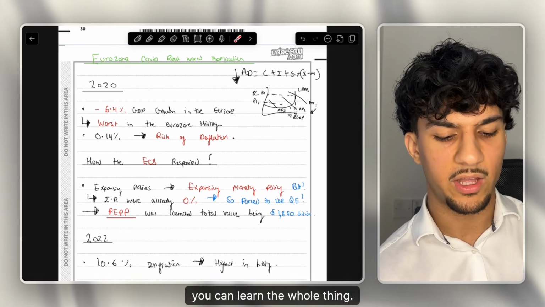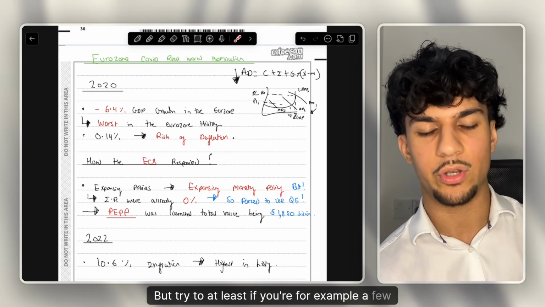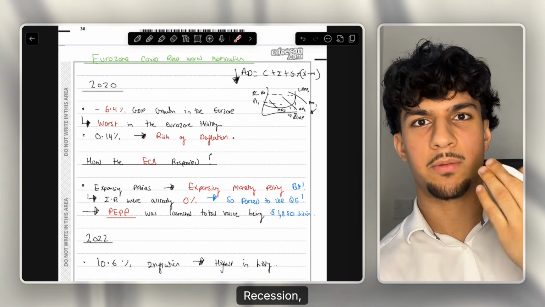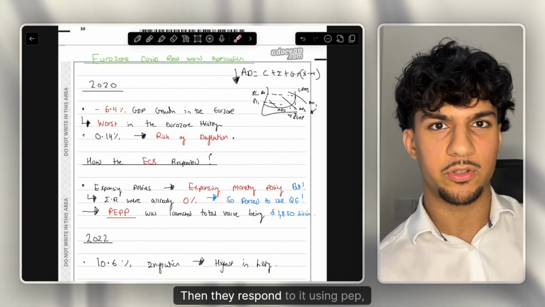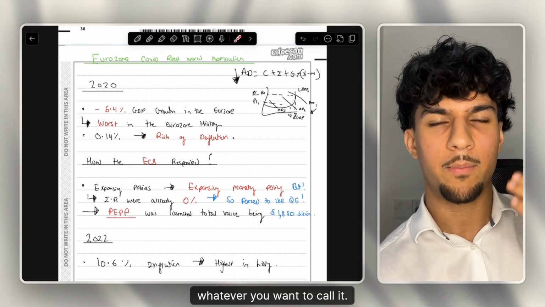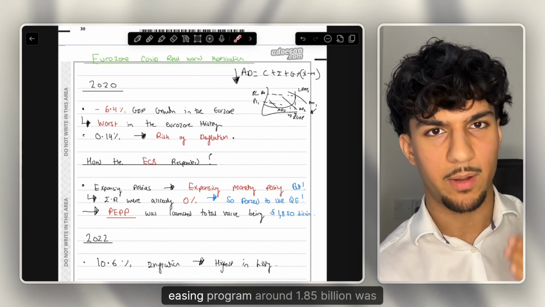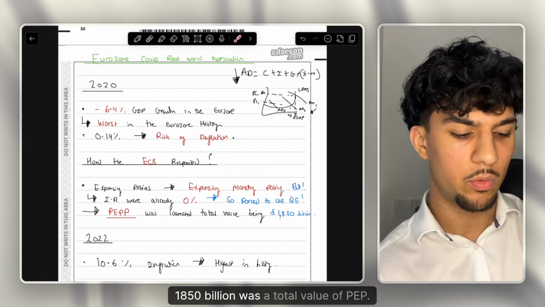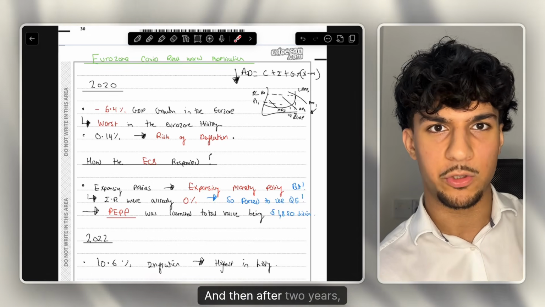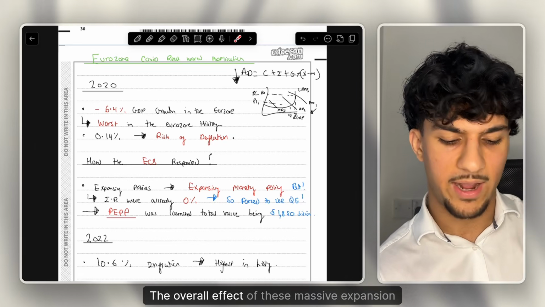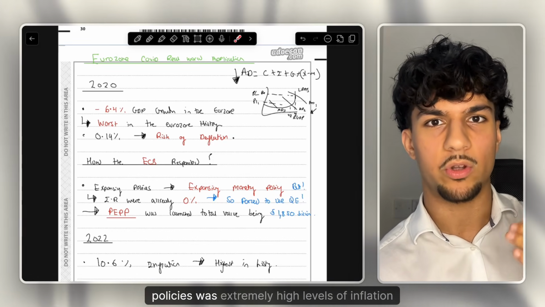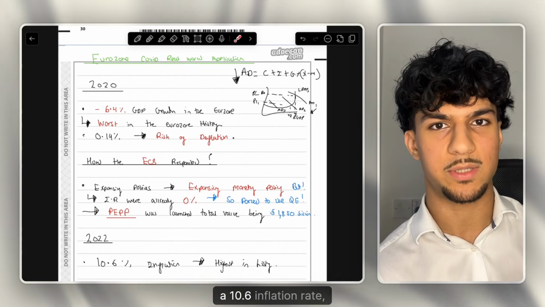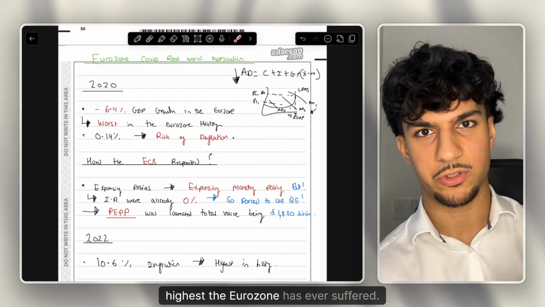But very simply, I think it's not too much to learn here. You can learn the whole thing, but if you're, for example, a few days from the exam, try to at least have the general timeline in your mind, which is very simple. Recession, massive decrease in real GDP, then they respond to it using PEP, basically a massive quantitative easing program. 1,850 billion was the total value of PEP, and then after 2 years, what did that lead to? The overall effect of these massive expansionary policies was extremely high levels of inflation, which we saw in 2022, a 10.6% inflation rate, like I said, the highest the Eurozone has ever suffered.